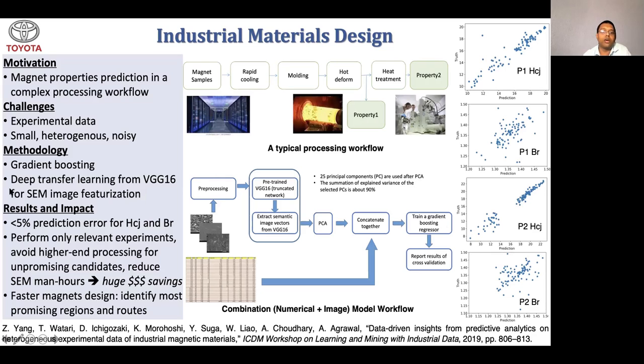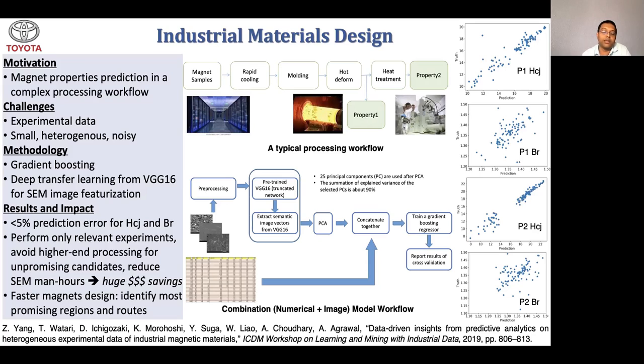When we did that, we found the resulting models to have less than 5% prediction error for the properties of interest, coercivity and remanence for these magnetic materials. And this has a potentially huge impact because industries do this at a very large scale. So if we can use a model to filter out the not so promising candidates, we can avoid the high-end processing for them and only use the valuable SEM time, SEM man-hours, for the promising candidates. So it can actually result in huge cost savings.